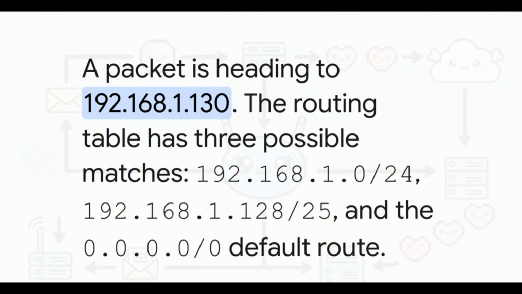So let's say our packet is trying to get to the address 192.168.1.130. The router looks at its map and, whoa, it finds three possible matches. Route A, Route B, and Route C, the default route. All of them are technically correct. This kind of thing happens all the time, by the way. And to solve this puzzle, routers follow one simple, elegant, golden rule.